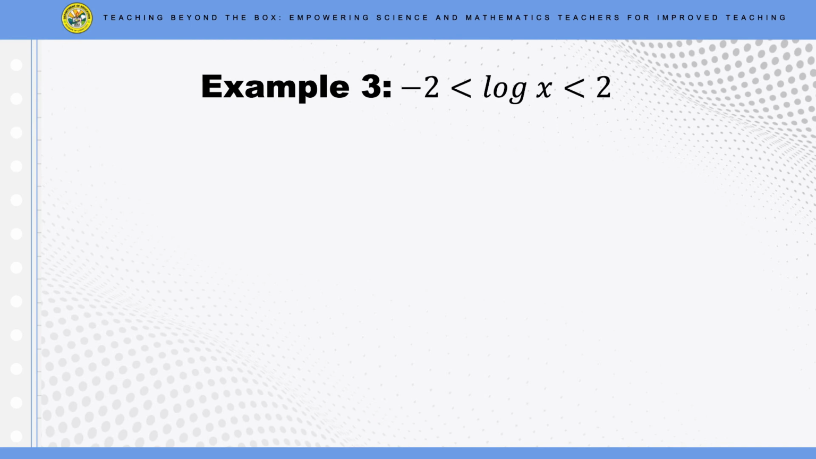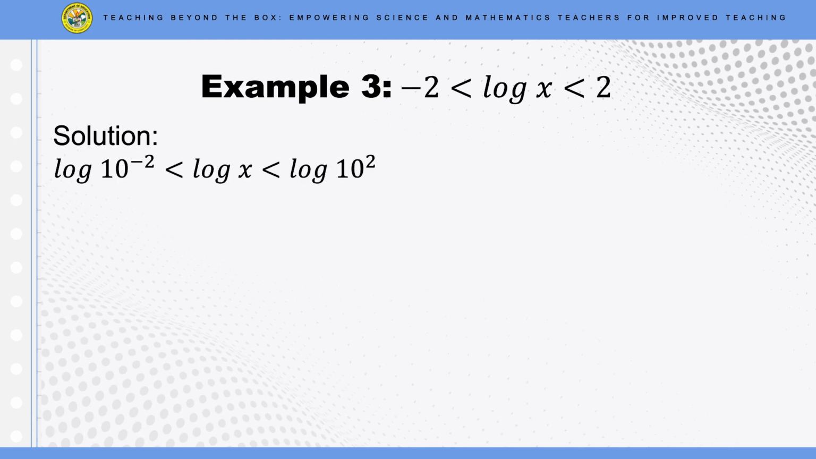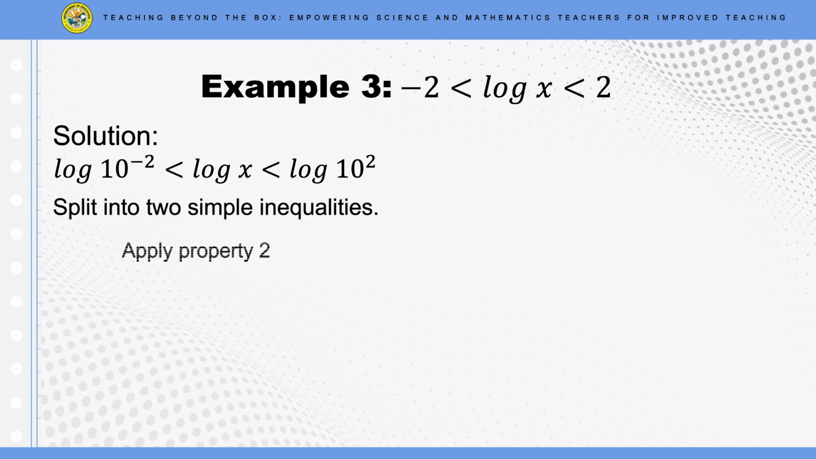Example number 3. The logarithm of x is greater than negative 2 but less than 2. Solution. Rewrite inequality to logarithm with base 10. So we have now log x is greater than the logarithm of 10 raised to negative 2 but less than the logarithm of 10 raised to 2. Split into two simple inequalities and apply property number 2 since the base is greater than 1.